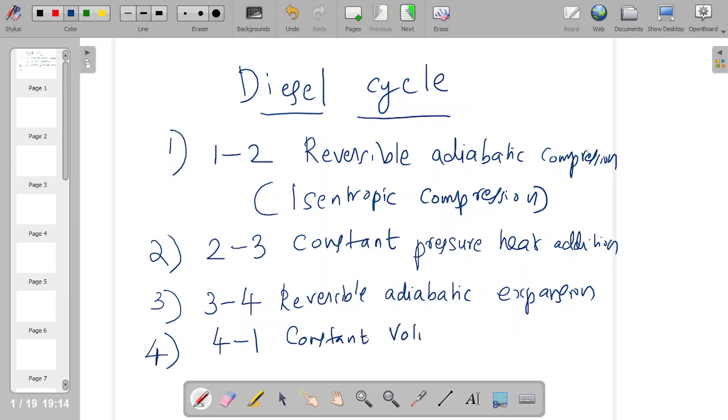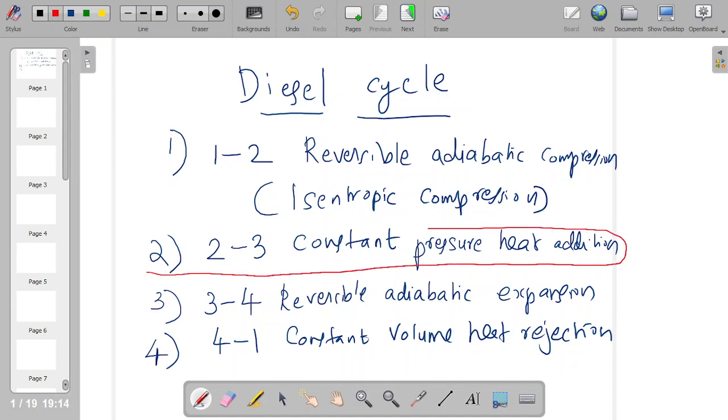So 4 to 1, that is our last process, is constant volume heat rejection. You have to be very careful and understand these four processes of the diesel cycle, and remember that only the second process is entirely different compared to the Otto cycle. Here it is constant pressure, whereas in the Otto cycle it is constant volume. Now what is our next step? We have defined the four processes constituting the diesel cycle.